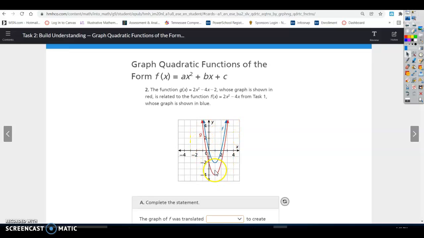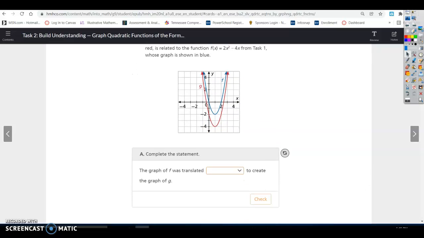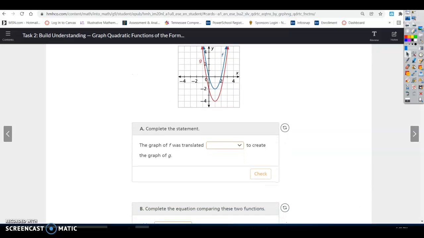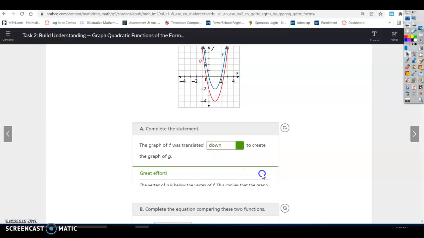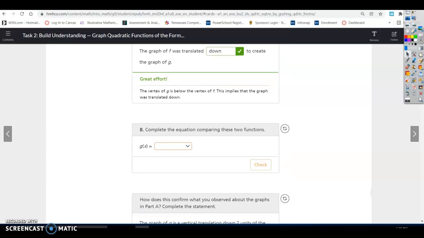And you can look at the graph and you can see here that the vertex has gone from negative 2 down to negative 4. So this negative 2 has moved f down 2 units to make g. All right, so it says compare the statements. The graph of f of x was translated blank to create the graph of g. So f was translated down 2 units to create the graph of g.